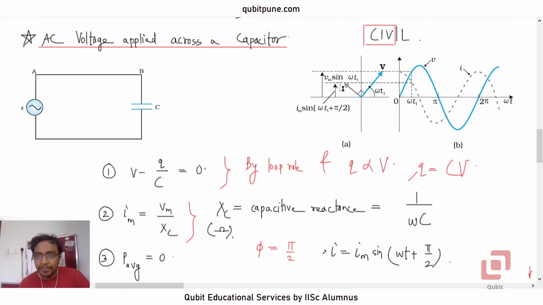And as I said, leading means it peaks first. Okay, so if voltage starts at 0, you can see that the current has already peaked, and the phase difference here is pi by 2. This is pi by 2. Because on the x-axis we have not t, but we have omega t itself. Have you understood till this? Alright.